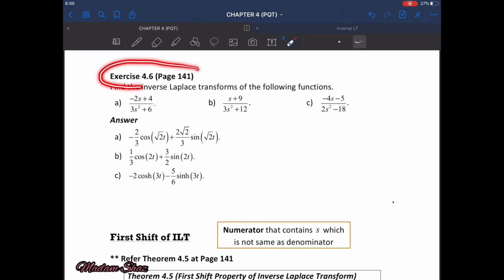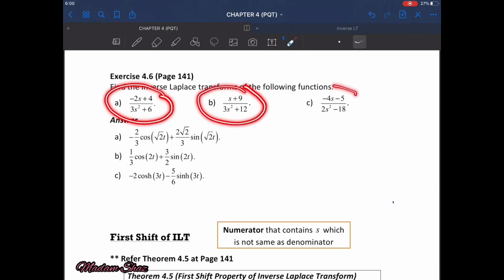For exercise 4.6 page 141, this one you have to do it as your own exercise.